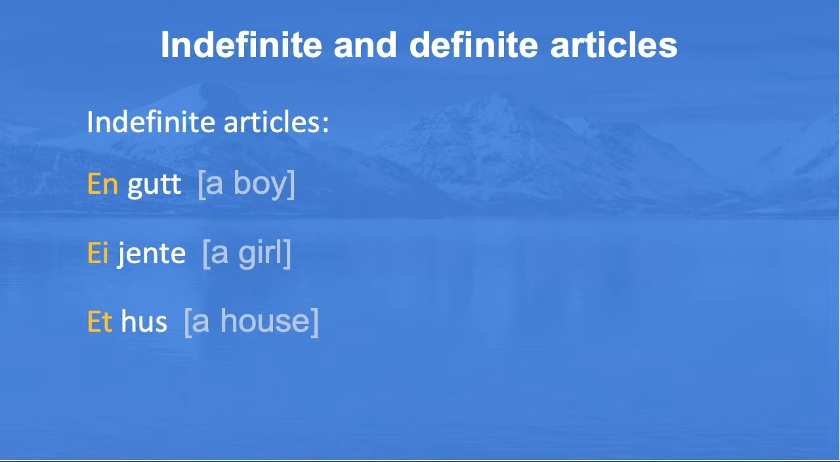So when we use the indefinite articles in Norwegian, en gutt, ei jente, et hus, we're not speaking about a specific boy or a specific girl or a specific house. We're speaking about any boy, any girl, any house.